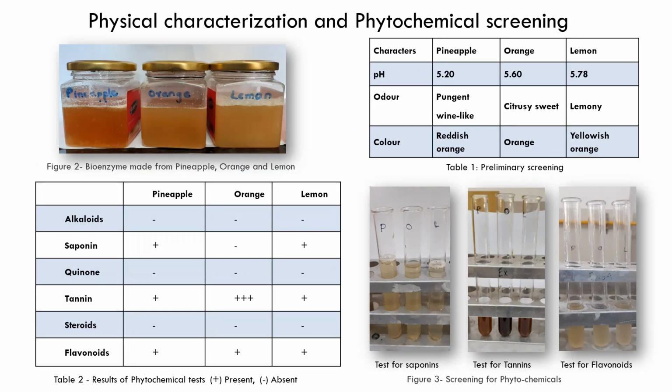Here you can see after a period of 45 days, the fermentation period was over and it was filtered. The pH, odor and the color was noted. You can see that all of them are in the acidic range. The phytochemical screening was done. There saponin, tannin and flavonoids were shown as present.